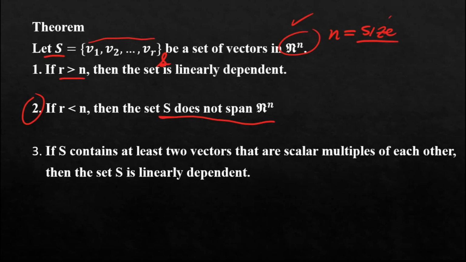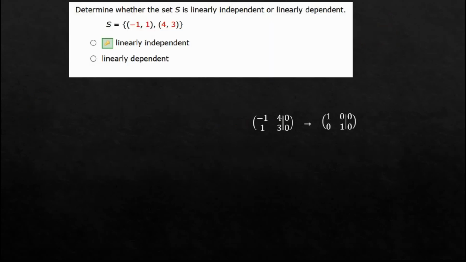let's look. Determine whether the set S is linearly independent or linearly dependent. So we're given 2 vectors. Here's the argument, and let me go through the argument with you.